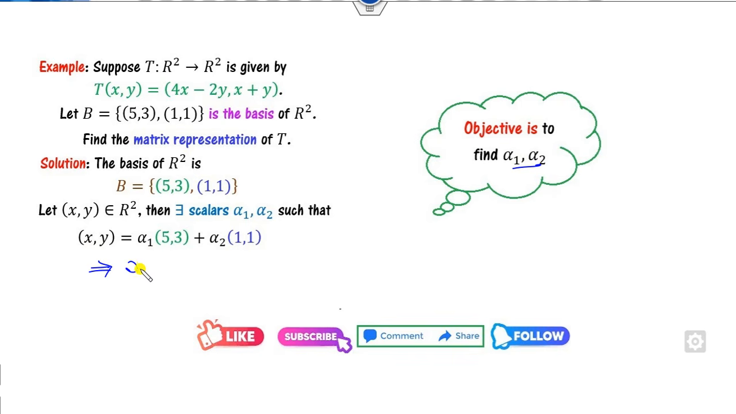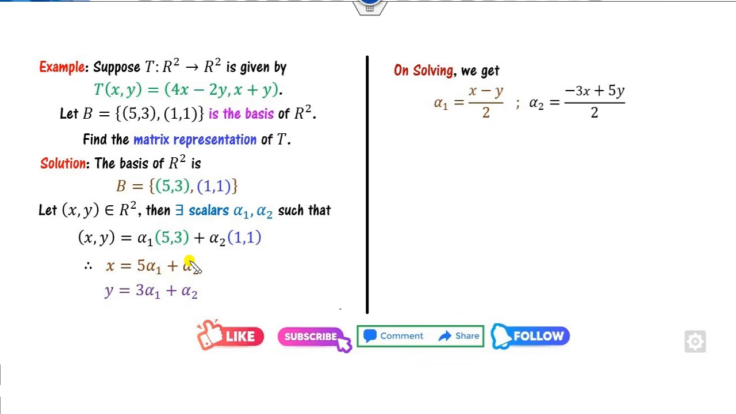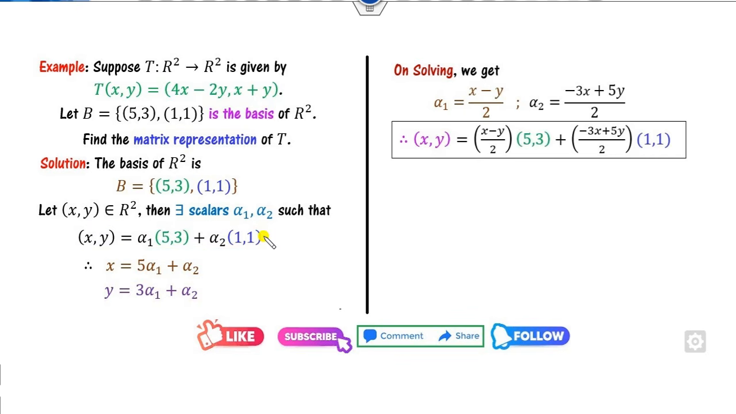You can equate the coefficient of the x component, that is 5 alpha 1 and alpha 2. Similarly, equate the coefficient of the y. Can you solve this? You can easily solve them. You can subtract them. You will get the value of alpha 1, that is x minus y over 2. And how can you find the value of alpha 2? You can substitute the value of alpha 1 in either of the equations, and you will get the value of alpha 2. Then substitute this value of alpha 1 and alpha 2 in this equation.